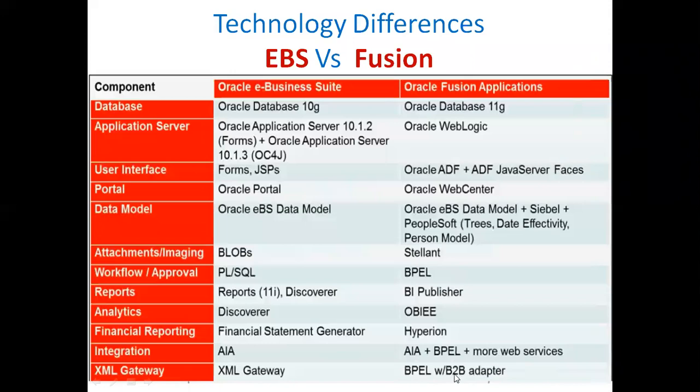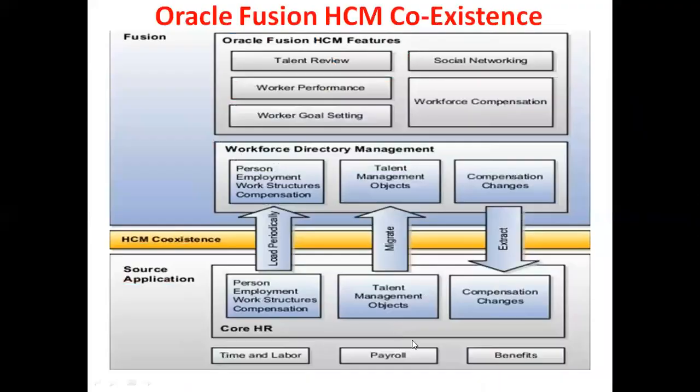That is for the SOAP services and REST services. It will be used here. Okay. And the coexistence is nothing but how we can integrate data loading with the HCM if the client is using the source applications and the Fusion applications.